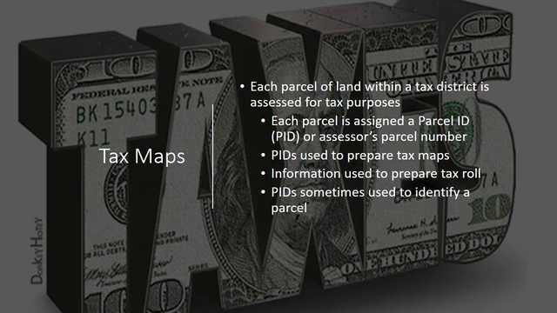Tax maps. Each parcel of land within a tax district is assessed for tax purposes. Each parcel is assigned a parcel ID or an assessor's parcel number. They're used to prepare the tax maps, the tax rolls, and sometimes used to identify a parcel.